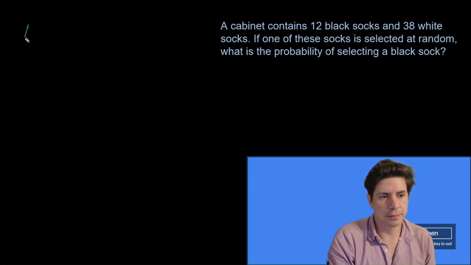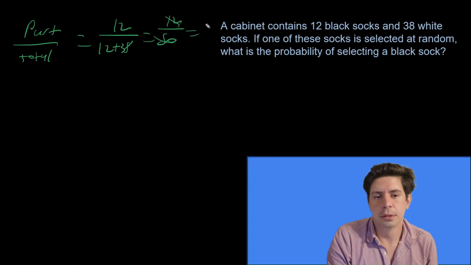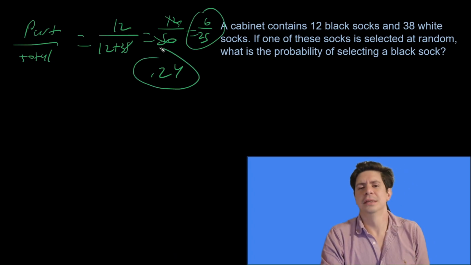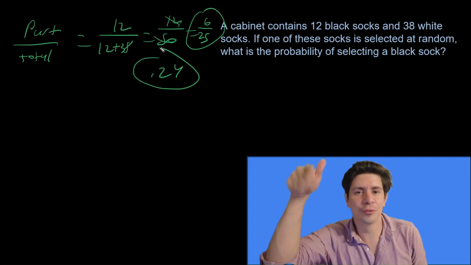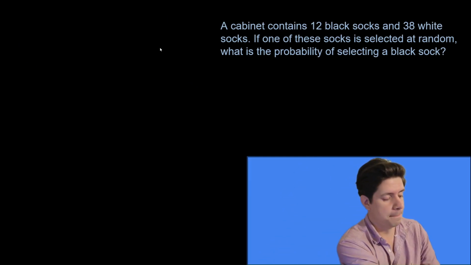So it is part over total. So here it's going to be 12 black socks over 12 plus 38. 12 over 50 to get 6 over 25, or if you wanted, you could do 0.24. All right, nice, clean, beautiful. I want everyone who gets this one to get it 100%. I believe in you all.